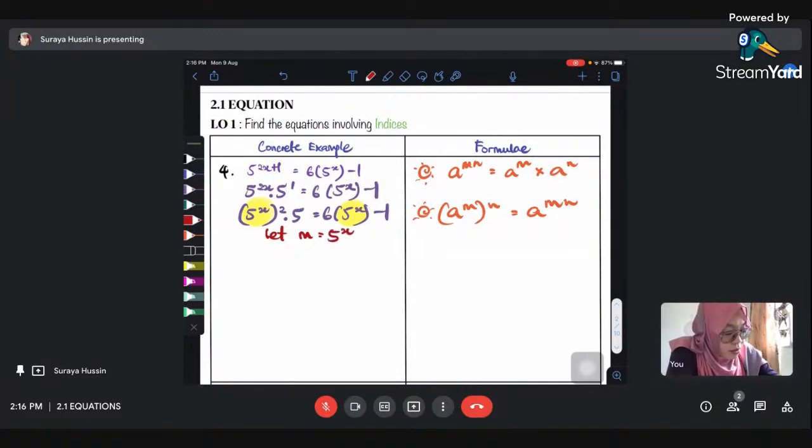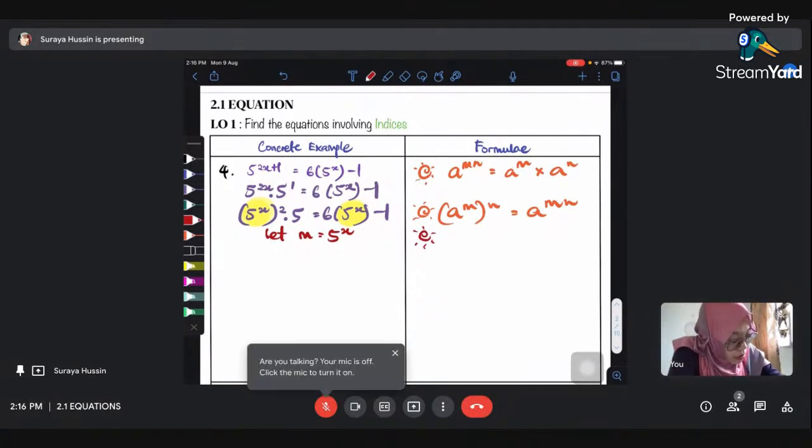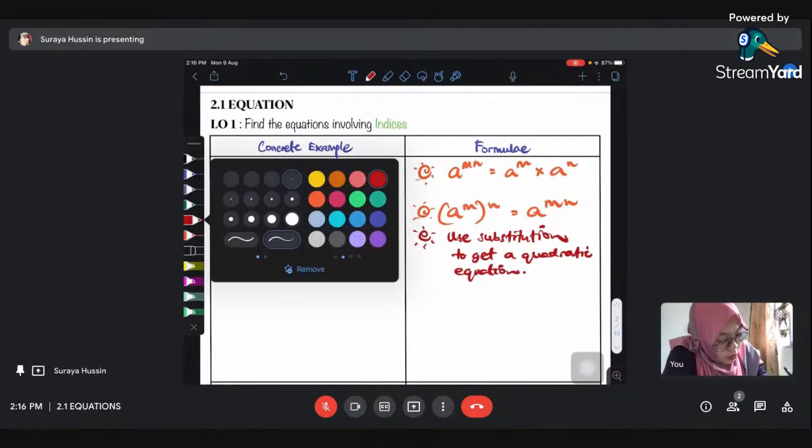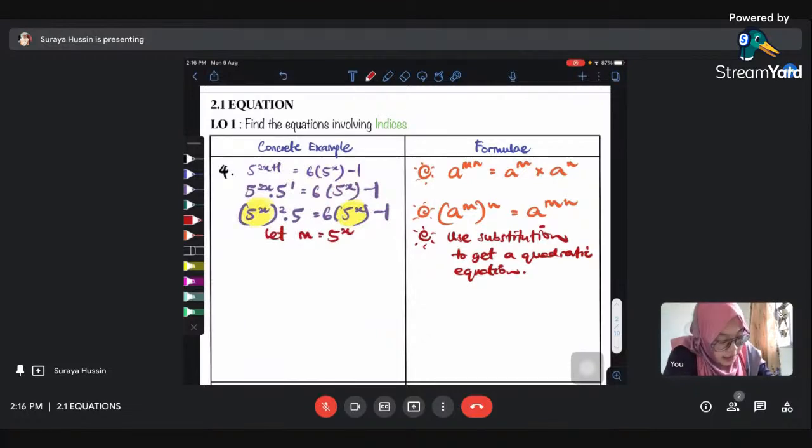So dekat sini kita menggunakan teknik, this is where saya guna warna merah ya. Merah ni juga penting. So this is like we are trying to use substitution. Okay, use substitution is just temporary. Use substitution to get a quadratic equation. Oh my god, Miss, where is this quadratic equation come from? Okay, I'll show you the magic. I'll show you where is the quadratic come from.